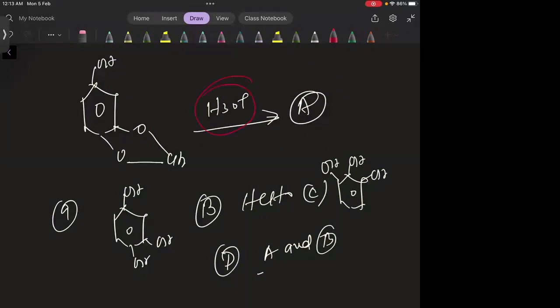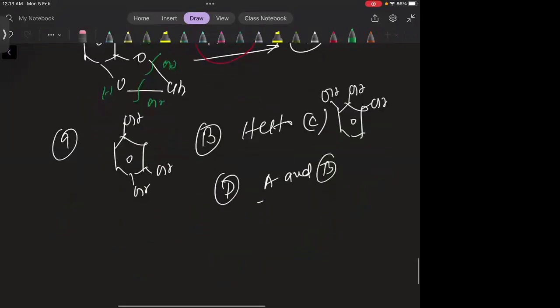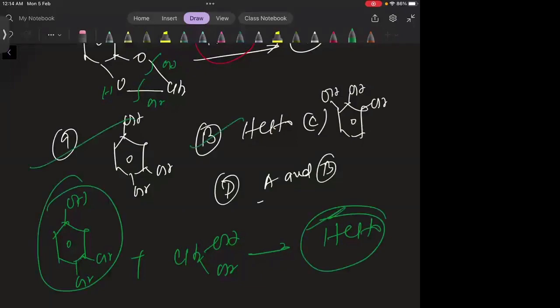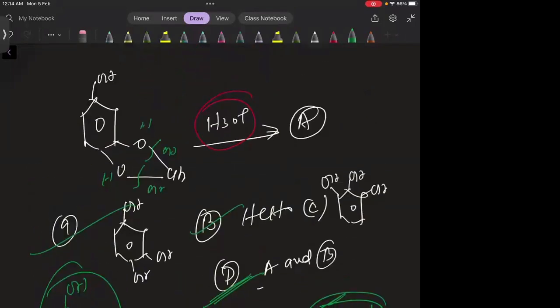H3O plus acid I have taken. Students, again I repeat, if you take the base, the reaction will not happen. Since you have taken the acid, what happens? Here the H will come, and here the OH and OH will form. The complete reaction gives OH, OH, and OH plus CH2OH, OH. That means HCHO is formed. One product is this, and the second is here, so A and B. That means option D is correct. I hope you understood the whole concept.